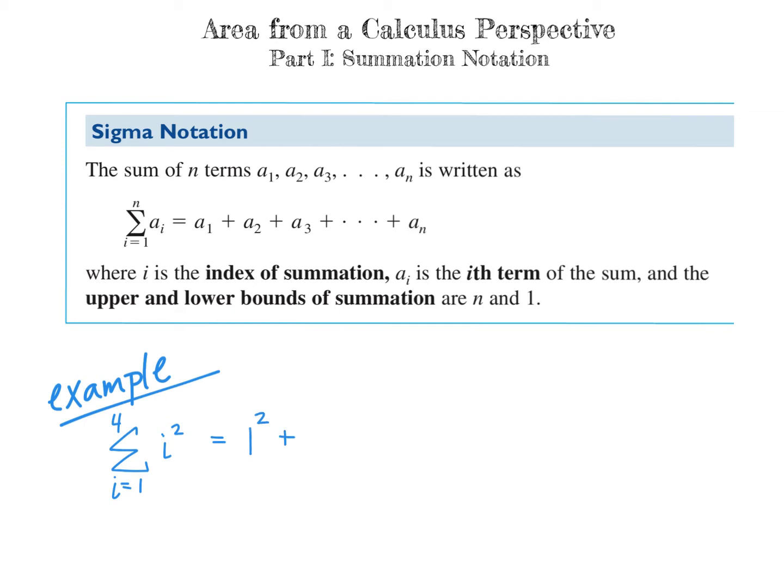Our second term is going to be plugging in the next number, the next integer, which is 2. So we'll have 2 squared, then we'll plug in our next number, and finally our final number, 4. We know that we stop at 4 because that is our upper bound of summation. Adding these together, we'll have 1 plus 4 plus 9 plus 16, and so our final answer is 30. Obviously, I started with a pretty simple example, but that is the general idea of what we need to do. Let's take a look at a few more examples.